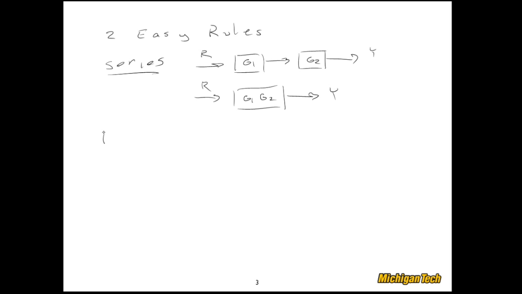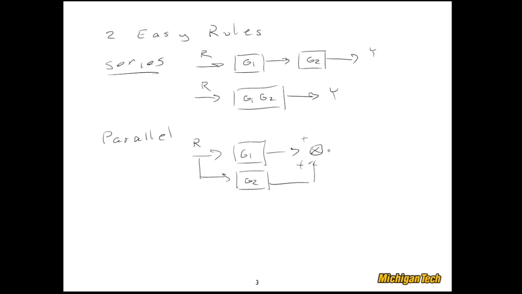Easy stuff. Parallel blocks go like this. If we have R again going into G1, and we also have R going into G2, and then finally we sum those signals up to make Y, then we can simplify this down to G1 plus G2 going into Y.